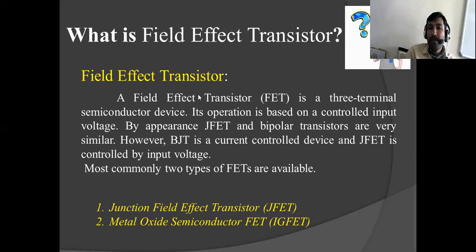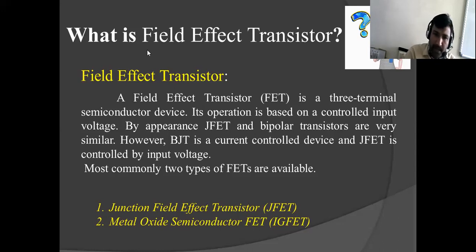What is meant by bipolar? Bi indicates two, so there are two polarities. Field effect transistor is a type of transistor, a category under the transistor.